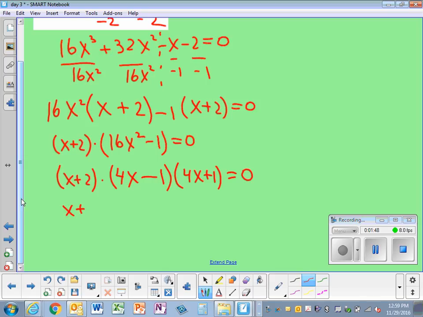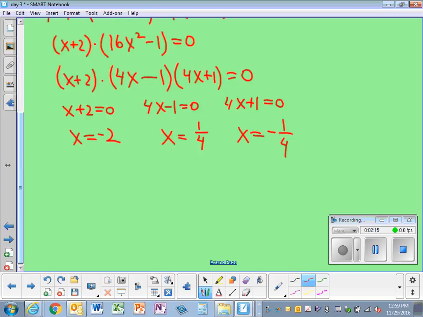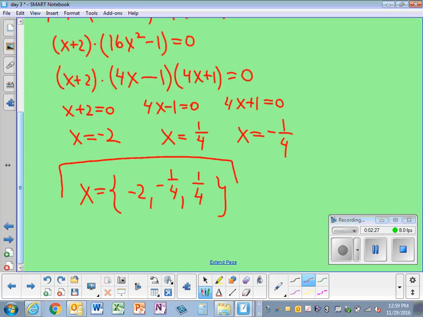Okay, so I set each factor to 0: x plus 2 is 0, or 4x minus 1 is 0, or 4x plus 1 is 0. And then I solve for x. What is the answer for the first one? Negative 2. What is the answer for the second? 1 over 4. And the last? Negative 1 over 4. So we write the solution as x equals negative 2, negative 1 over 4, 1 over 4. And that is the final answer.